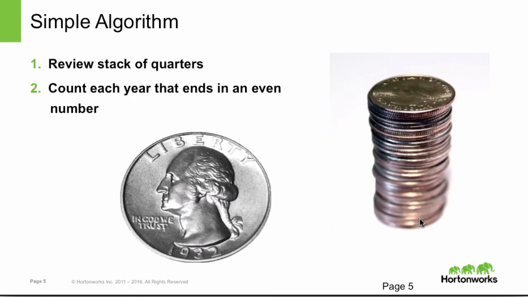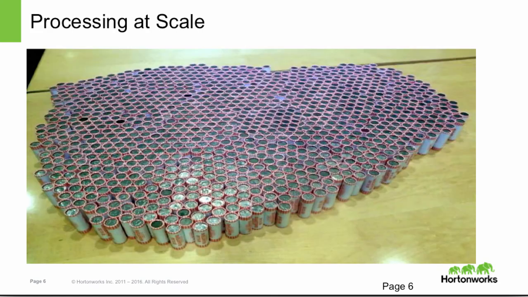So let's just make it super simple. Let's think of an extremely simple algorithm. I've got a big stack of quarters, and I just want to know how many quarters I have that are even numbered years. That's not too hard. I'll just start walking through that stack of quarters and counting them off, and everything's happy. But what if I've got to count a whole bunch of stacks of quarters? Oh my gosh, I'll have to start working at it.